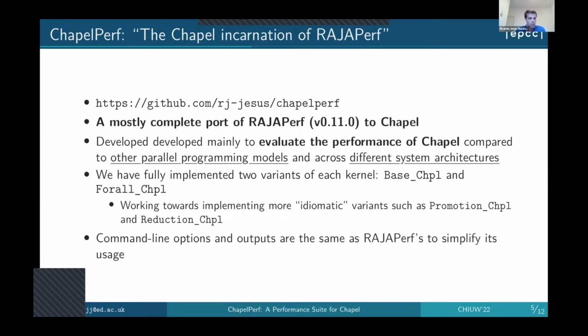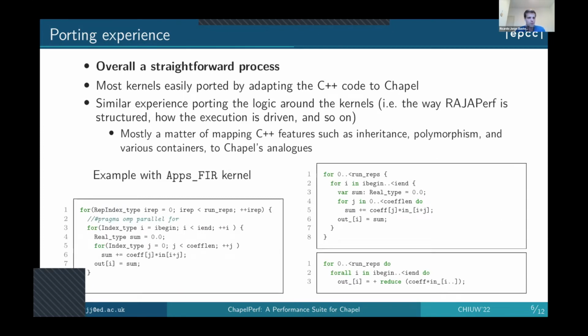So now I have a few slides describing the experience of porting RAJAPerf to Chapel. And I can say that overall it was a very straightforward process. Porting most kernels was just a matter of adapting the C++ code to Chapel syntax. And the same can be said about the logic around the kernels themselves, by which I mean the way the RAJAPerf code is organized in terms of class hierarchies, the way the execution of the kernels is driven, the way the kernels interact, and so on. And this is because RAJAPerf utilizes things such as inheritance, polymorphism, and C++ containers, for example, to implement these things. But Chapel offers close analogs.